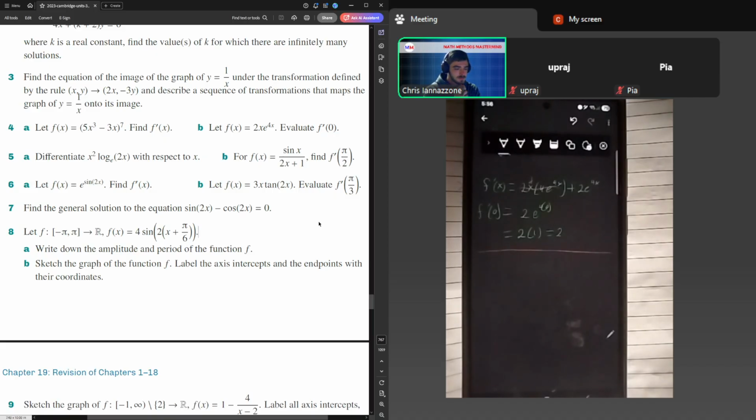7's a bit of a tough one. You've got two circular functions in the same equation. Not particularly common, at least not in the textbook, but more common in an exam type scenario.